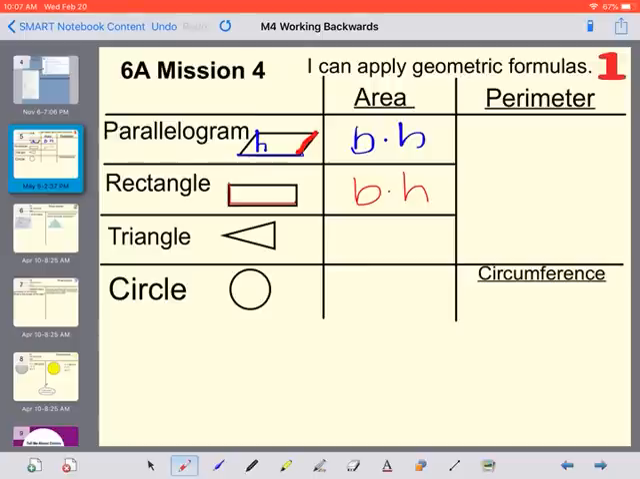For a triangle, same, base times height, but we are only looking at half of a rectangle. Like this would make up the entire rectangle, and we want only half of it. So base times height divided by 2. That will give us the area of a triangle. Remember, our height is also a right angle, straight up and down. The perimeter of all of those shapes is simply adding up all the sides.